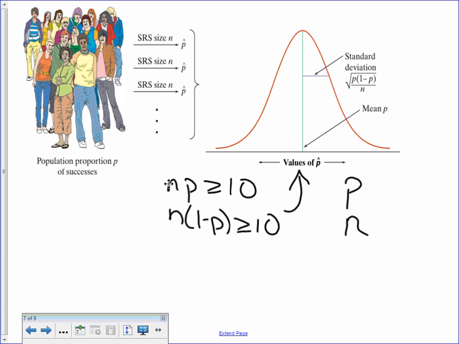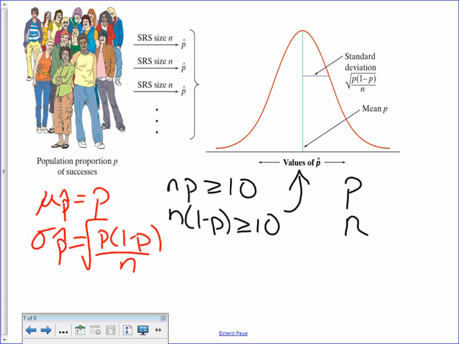So, in review, mu of p hat equals p, and sigma of p hat equals the square root of p times 1 minus p over n. And as long as these two numbers, n times p and n times 1 minus p, are greater than or equal to 10, then the distribution is approximately normal. And now, for the sampling distribution, we have the center, we have the spread, and we have the shape. And there are no unusual values because it's approximately normal.